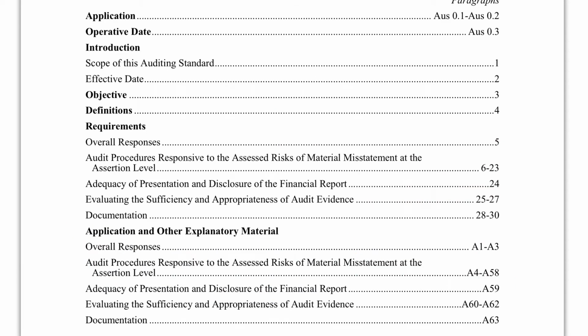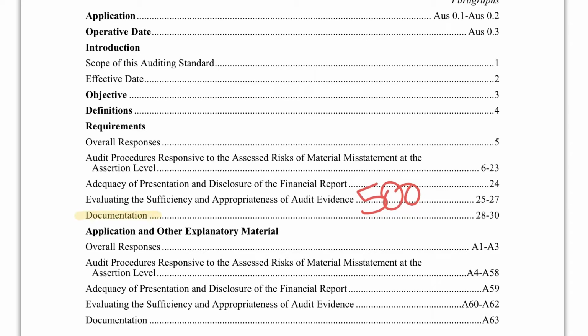When we look at the table of contents, we're going to talk about our overall response for the whole audit, looking at specific areas, presentation and disclosure in the financial report. If there is excess risk, often we have to talk about it. We have to look at the sufficiency and appropriateness of evidence, which actually links forward to ASA 500. And you'll notice here at the very end, documentation.